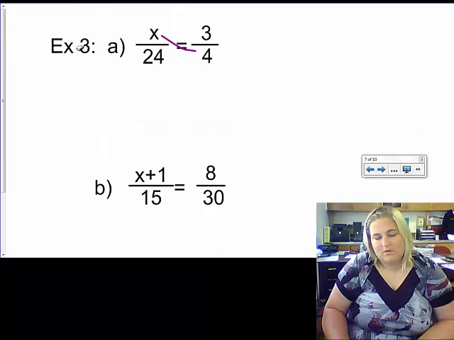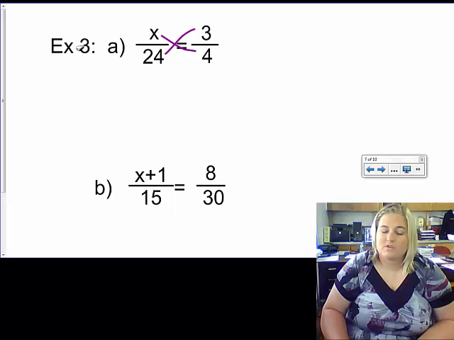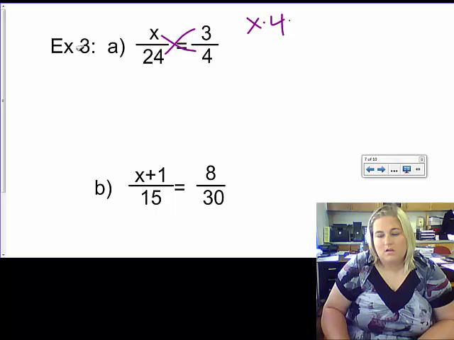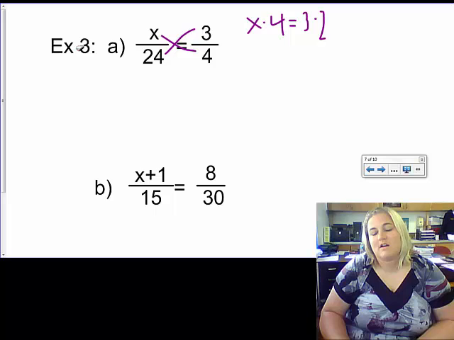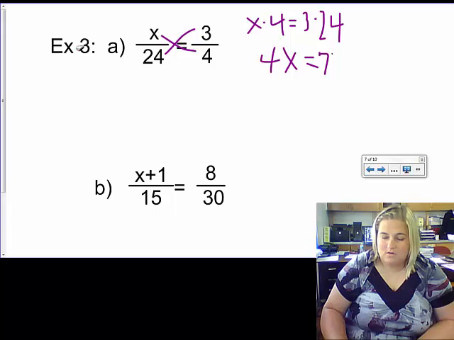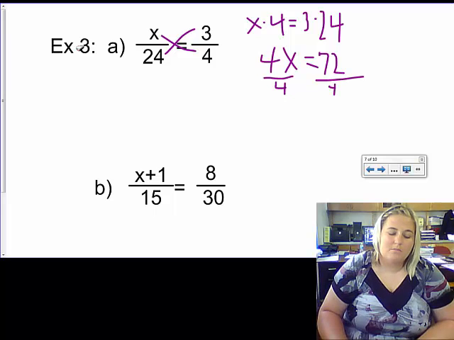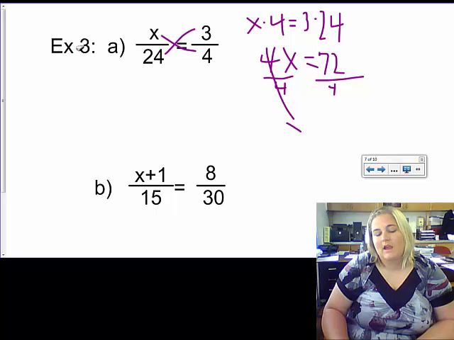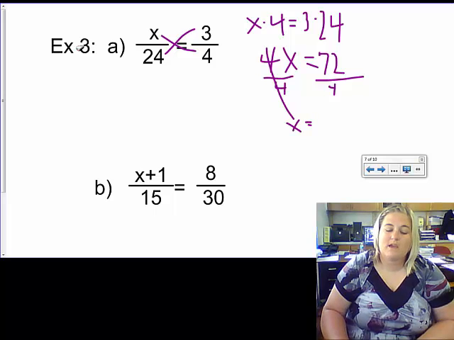And so to do this, we're going to go ahead and show X times 4 equals 3 times 24. So X times 4 gets me 4X. And 3 times 24 gets me 72. To get X by itself, I need to divide by 4. So I'm left with X equals 18.